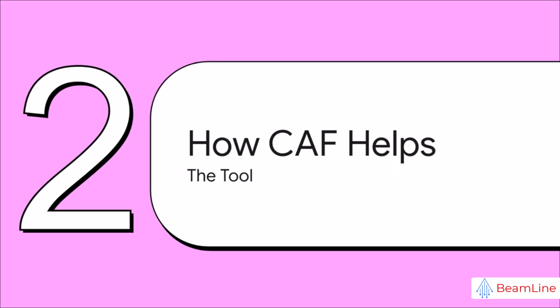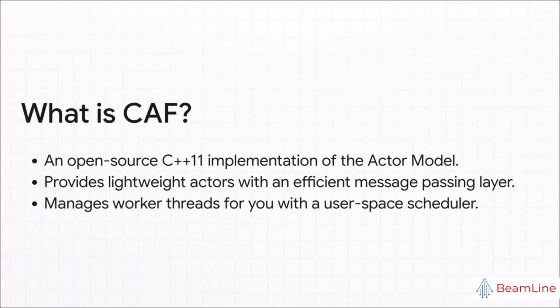So that's the theory. And it sounds great, right? But how do we actually do this in C++? Well, that's where our main tool for today comes in, the C++ Actor Framework, or CAF. CAF is this amazing, mature, open-source library that brings the actor model to modern C++. Its actors are super lightweight, way cheaper to create than a full operating system thread. The message passing is crazy fast and optimized.